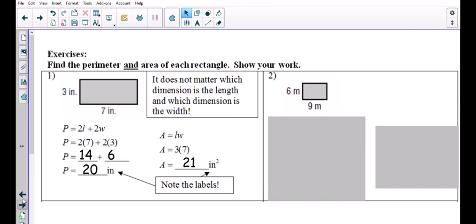One of the first things I always do, because we have a lot of formulas in this unit, is I always write down the formula that I'm using. So you're going to see that every single time, and I really suggest that you do that as well.